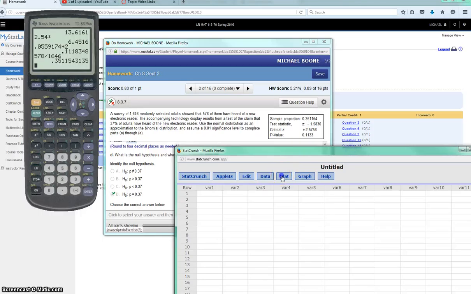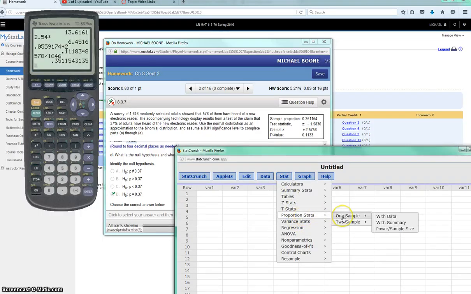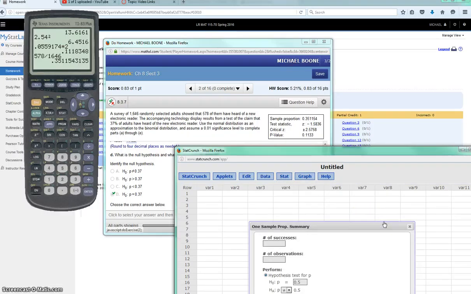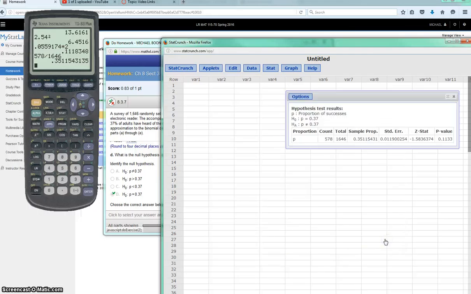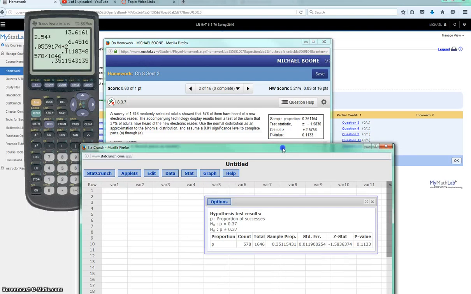So if we go to Stat, and we go to Proportion Stats, and we have one sample, and we have Summary, because we're just given the total numbers. The number of successes is 578. The number of observations is 1646. It's believed that it was 0.37, and our alternative is that it's not 0.37. So that's all we're going to do, and we're going to get all the values that they got.